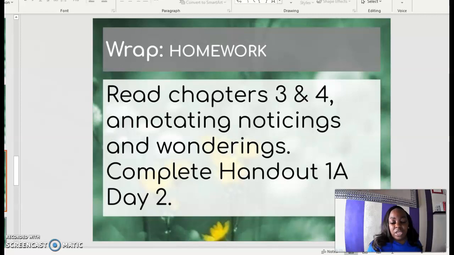We're at the wrap section now. So this is homework. They're going to read chapters 3 and 4, annotating, noticing, and wondering. Complete handout 1A, day 2. So this is where they're going to be annotating chapters 3 and 4, and that's going to be their homework assignment.